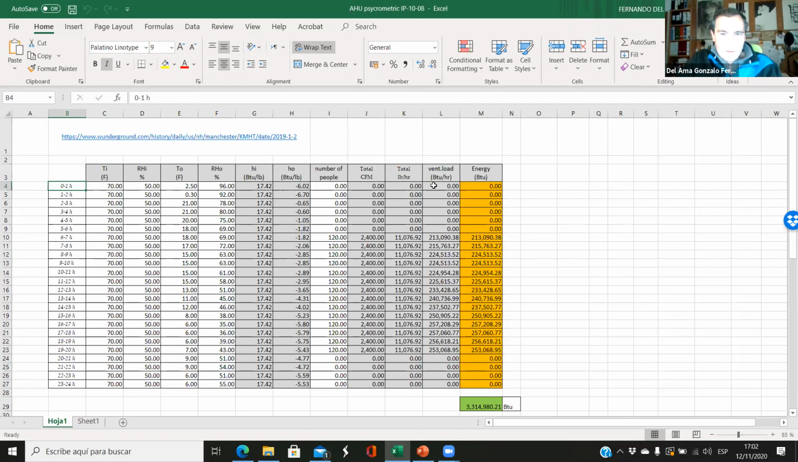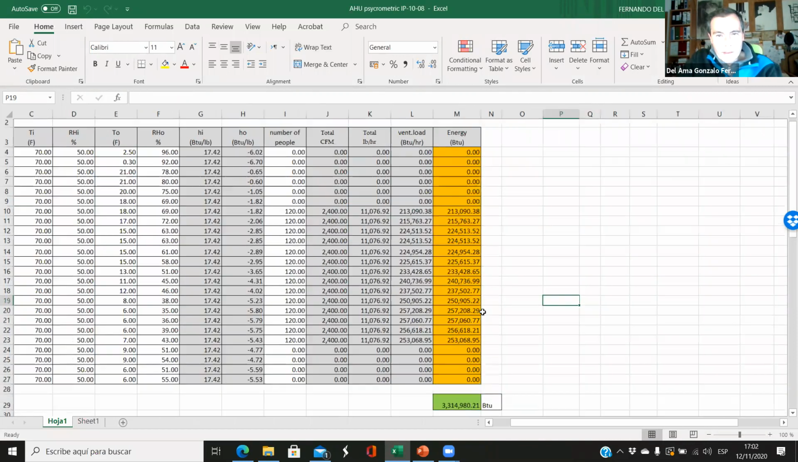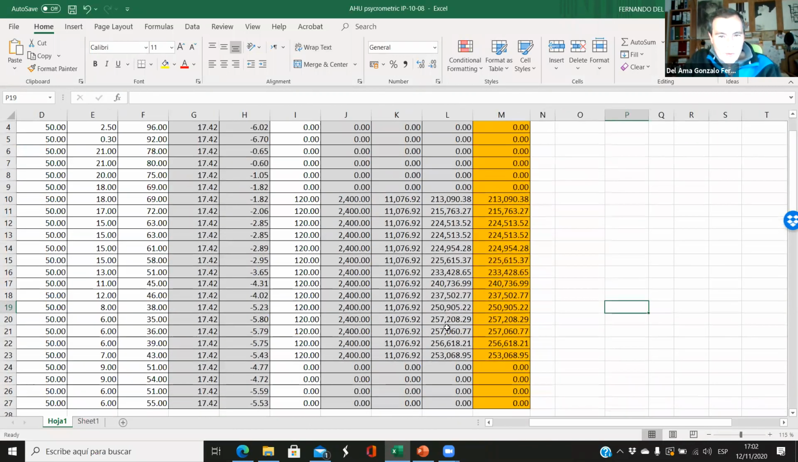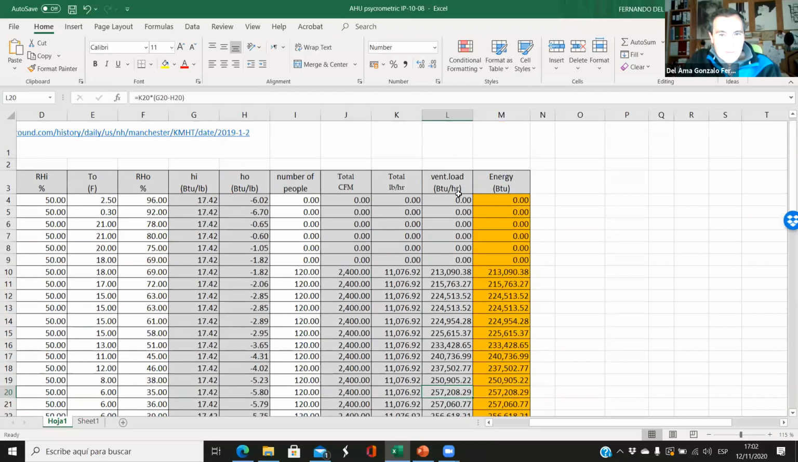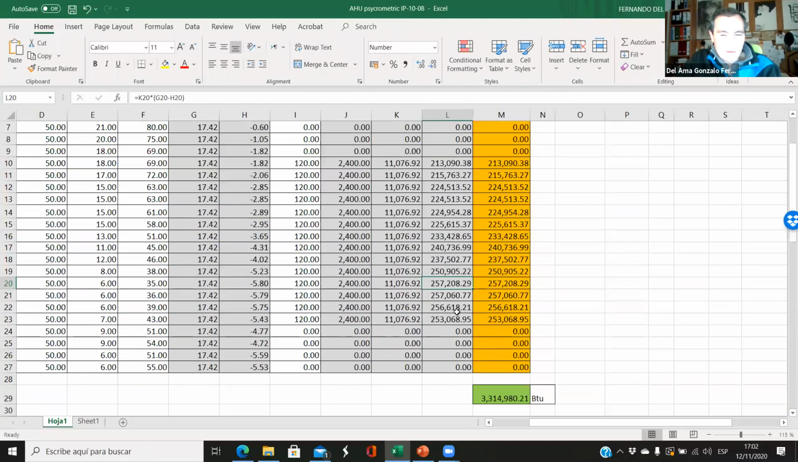Okay, so if we have done this, we have to look at this column and we have to look at the maximum value that we have here. Okay, so in this column, the maximum power is 257,208. This is BTU hours. Okay, we are talking about power. So I think this is the biggest or the highest figure, 257,208. Let's write down 257,208. This is BTU hours.